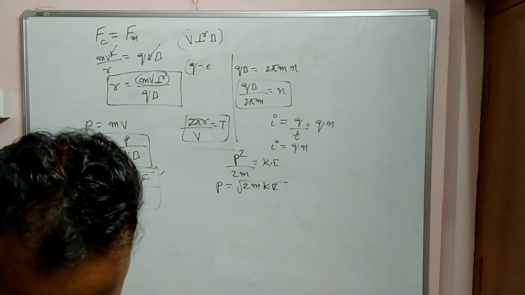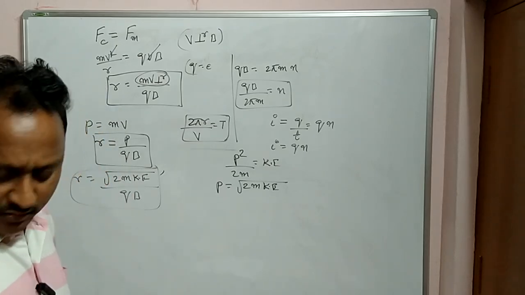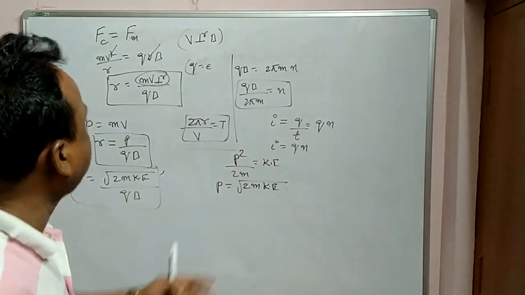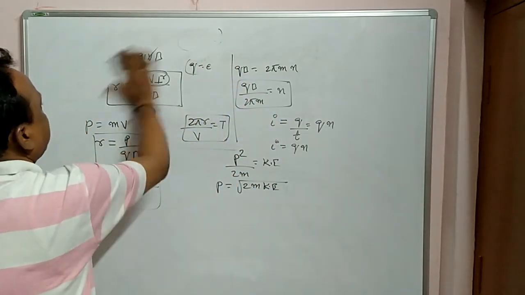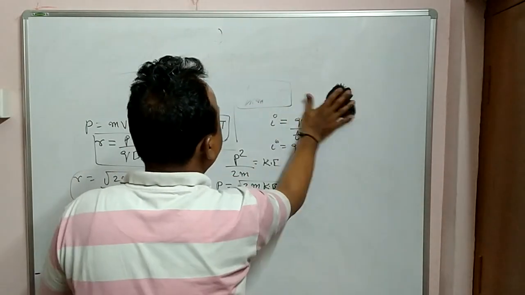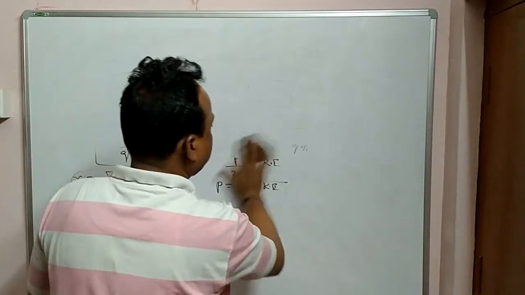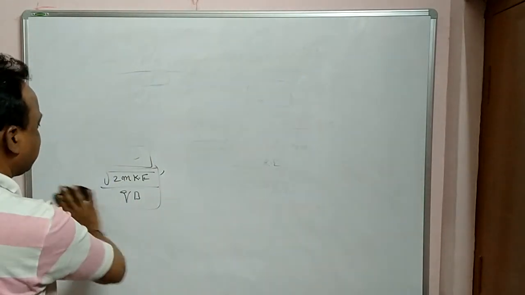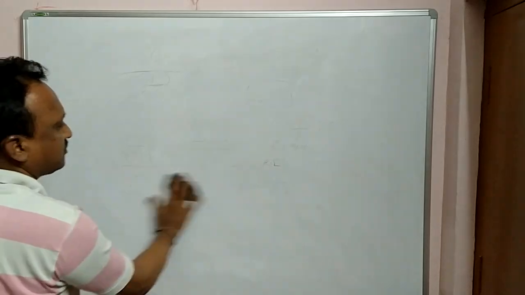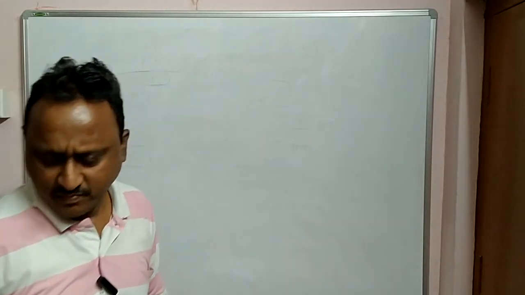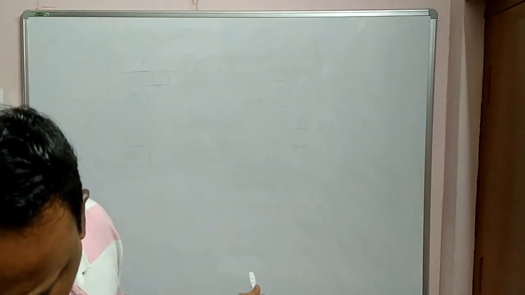Clear? So please make a note of all these formulas. Many formulas I have given for you. All this you have to memorize, and as and when required in NEET and MCET problems you have to utilize them. If they ask radius, you have to use radius, m v by qB. If they ask energy, you have to use the energy formula.